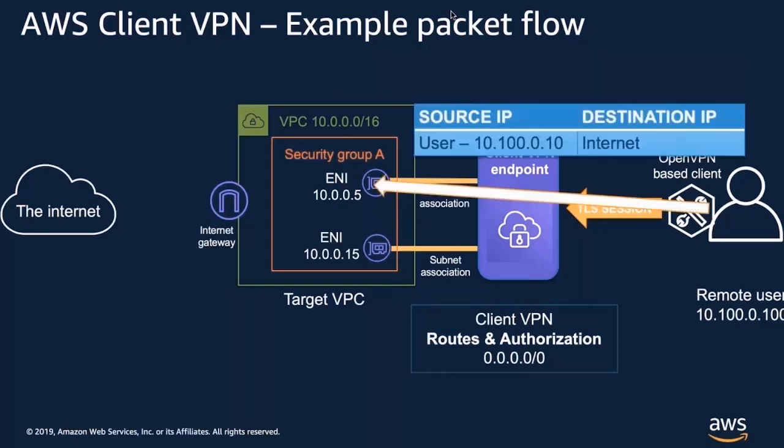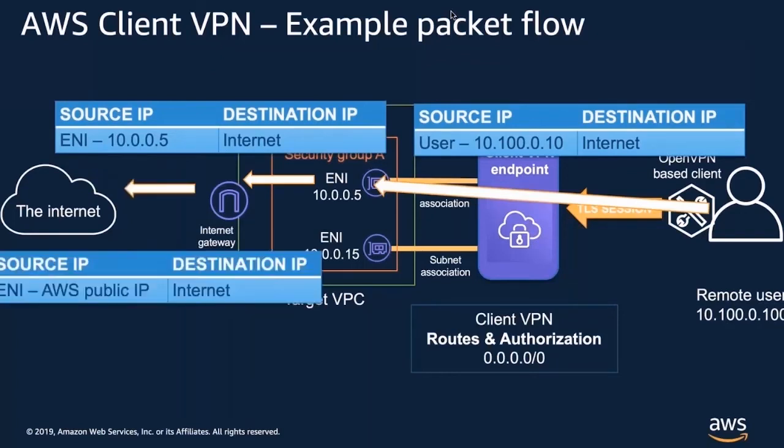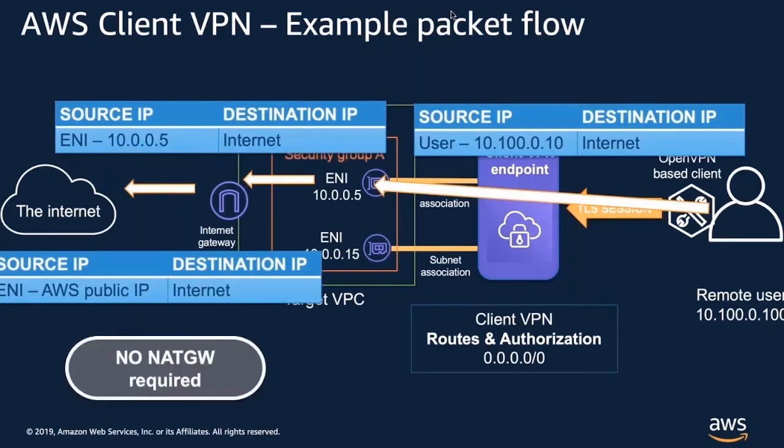Once that's configured, the client will send the traffic to an internet destination from its own IP address. The ENI will be used to translate that user IP address to its own IP address, and it can be forwarded out through the internet gateway to the internet with a public IP address in the end. So if you notice here, we don't actually need to use the NAT gateway. There's no requirement here to use the NAT gateway, and we can still allow the traffic from that remote user to connect to the internet.